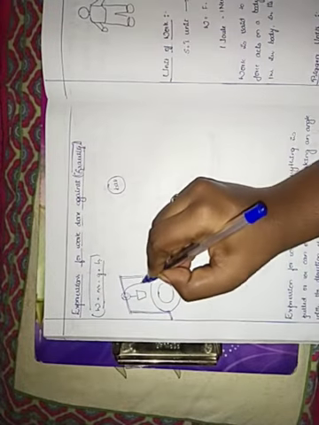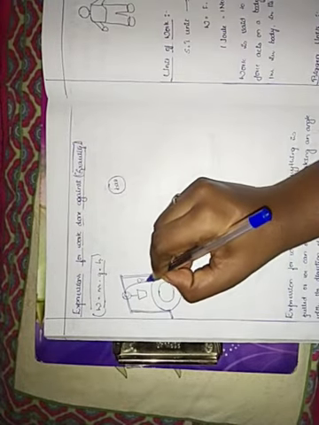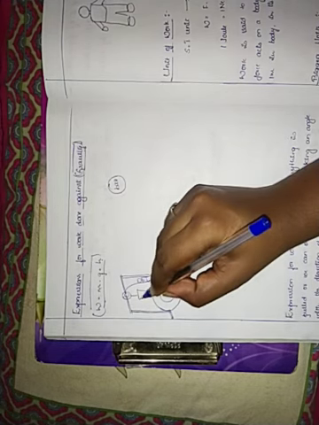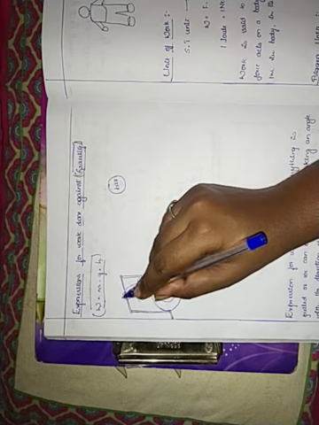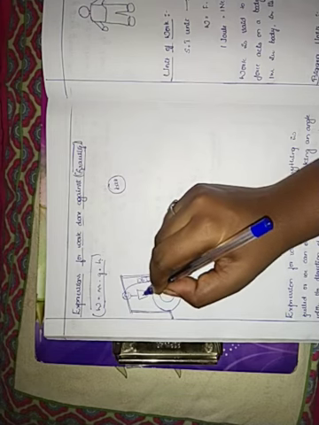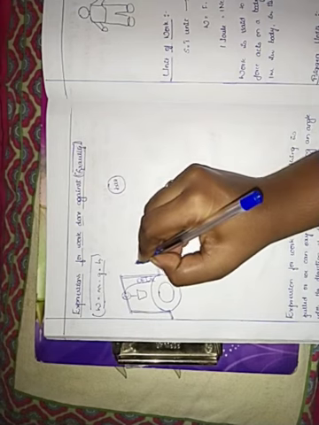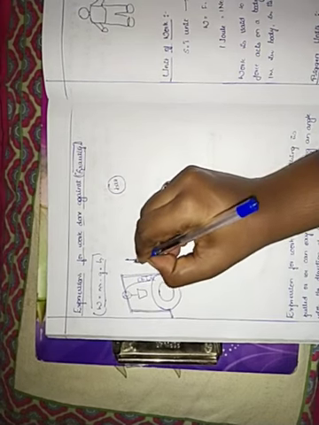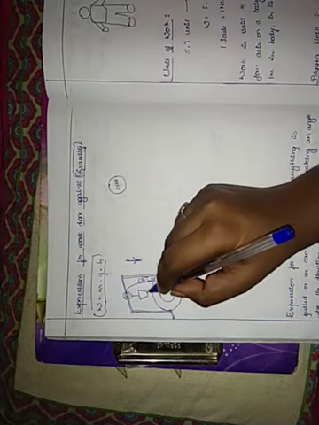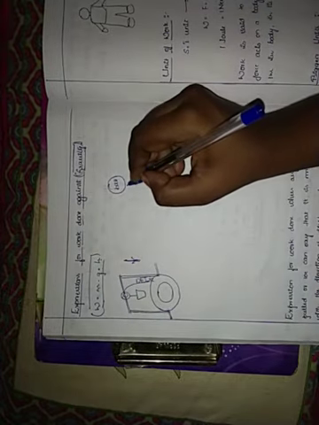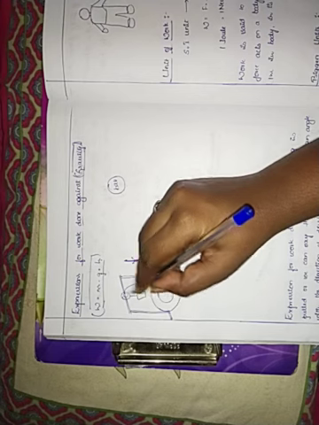So here assume that a person is there. He is trying to pull with the help of a pulley. He is trying to take the water from the well. So here is the height. Here you can see it is downward, and he is taking it upwards.